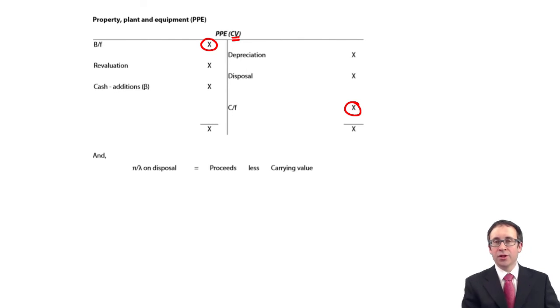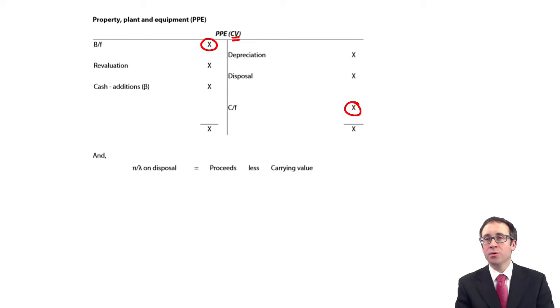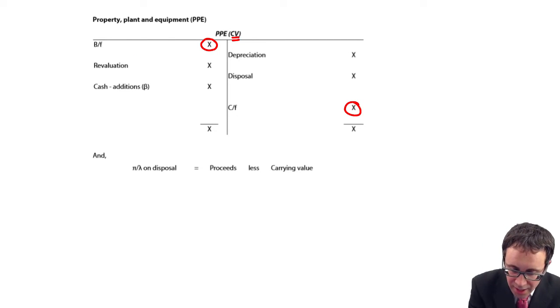You've then got the depreciation, which reduces the carrying value. So you are crediting the carrying value because you are debiting the expense. The disposal, you are removing that PPE from the financial statement, again at the carrying value. The revaluation that you have, that's the revaluation in the year.